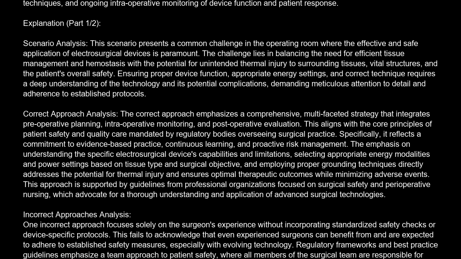especially with evolving technology. Regulatory frameworks and best practice guidelines emphasize a team approach to patient safety, where all members of the surgical team are responsible for identifying and mitigating risks. Relying solely on individual expertise without systematic verification increases the likelihood of errors and overlooks potential device malfunction or user-specific misapplications. Another incorrect approach prioritizes speed and efficiency over meticulous technique and safety checks.